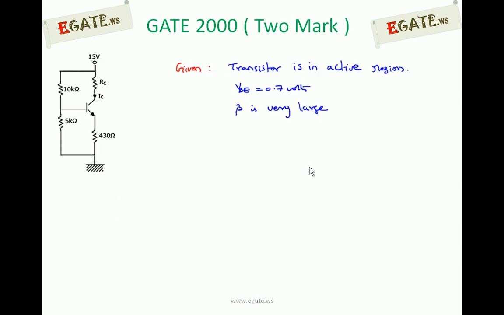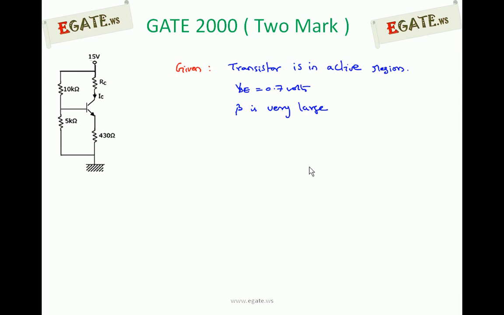This was the given circuit where the resistor values are indicated on the circuit and other parameters are given like this. The transistor is in active region. Whenever the transistor is in active region, IC is equal to beta IB. IC always follows input. And given VBE is equal to 0.7 volts. Beta is very large. This is very important. Whenever beta is very large, indirectly it is given that you can neglect the base current, that is, base current is 0, so that we can always make the assumption IC is equal to IE.